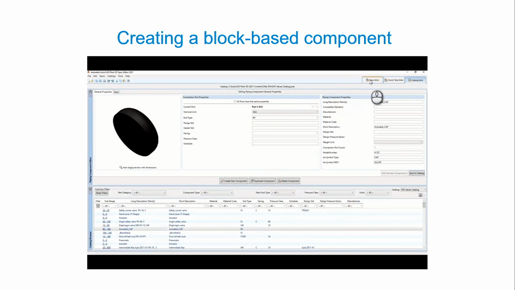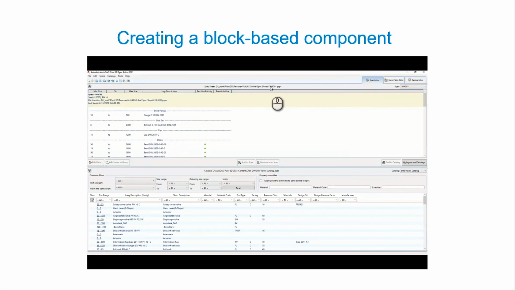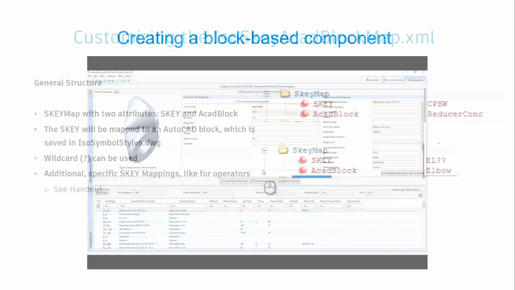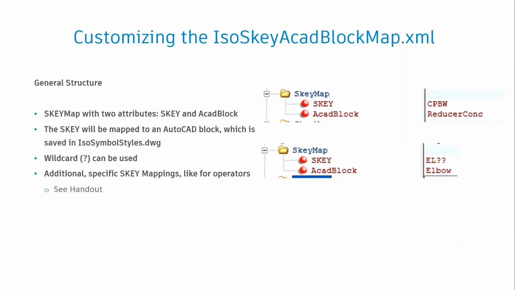Different to ASCII, just for training reasons, I'm using ASCII AU cap, which doesn't exist till now. We will adopt later the ISO ASCII ARCAD block map XML file to match an ISO block with this ASCII. So I have saved the component to a catalog, and afterwards I've added it to a current project spec. The custom cap is saved now in the project spec.